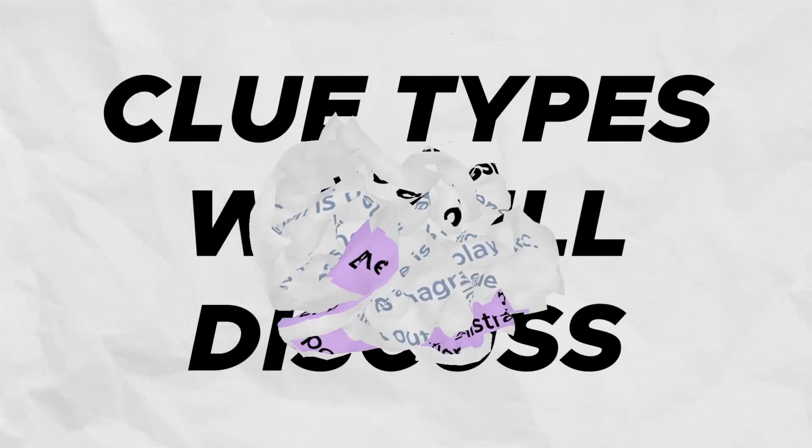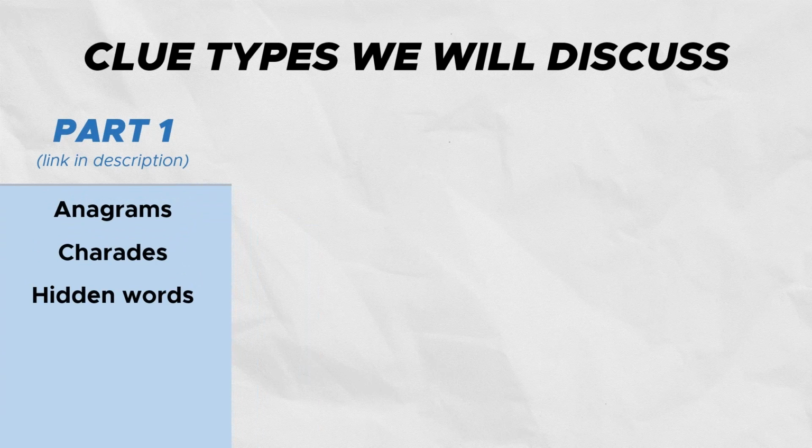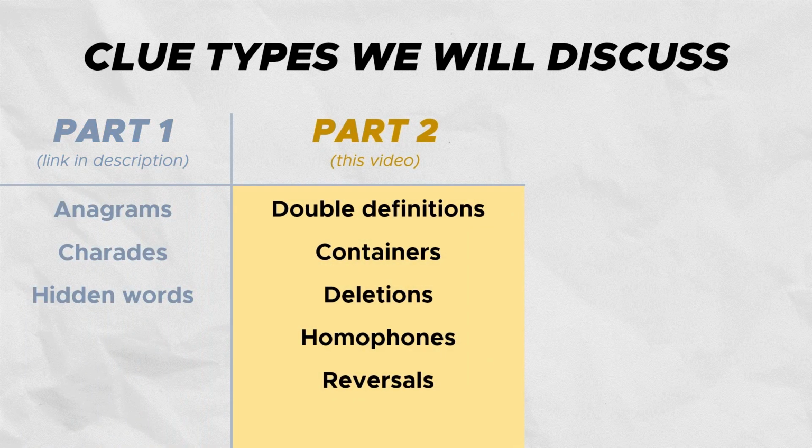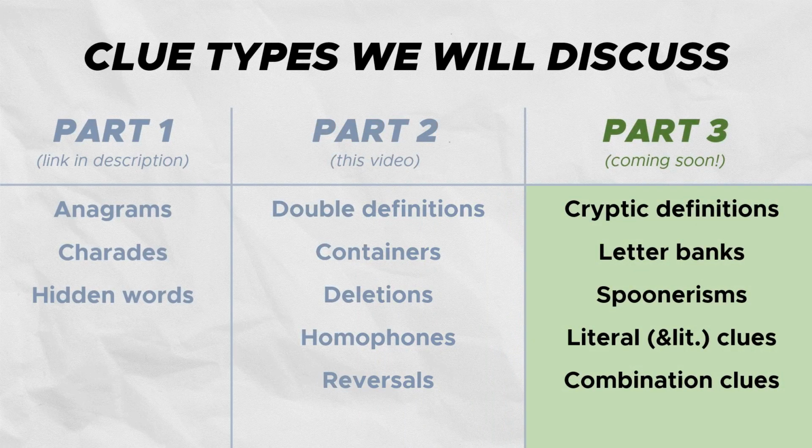Clue types that we will be discussing. In part 1, link in the description, we covered anagrams, charades, and hidden words. In this video, part 2, we're going to cover the following 5 common types of clues: double definitions, containers, deletions, homophones, and reversals. And we'll save the rest for part 3 coming soon, including cryptic definitions, letter banks, spoonerisms, and literal clues. Keep in mind that a single crossword clue will very often incorporate a couple of these clue types together, so we'll also look at a few combination clues in part 3, so subscribe and stay tuned for that.